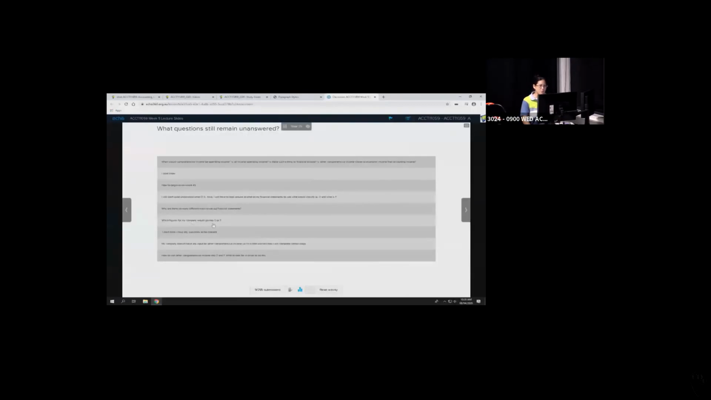Which figures for my company would go into O and F? Oh, you have to tell me that one. You're not getting out of this the easy way. You have to read chapter 4, what is O and F, understand it, and then go through every single item on your financials and tell us.